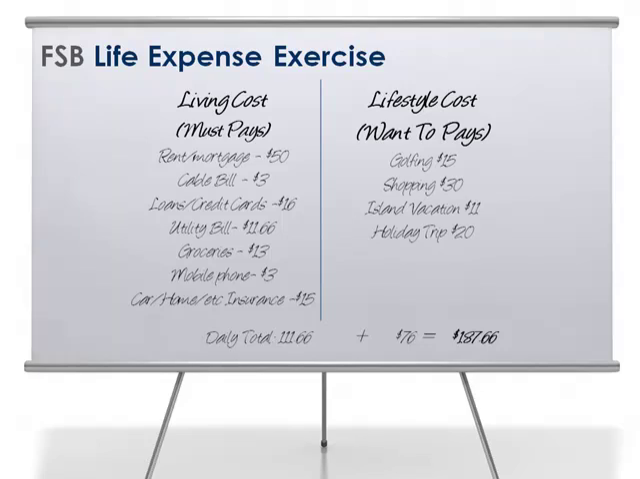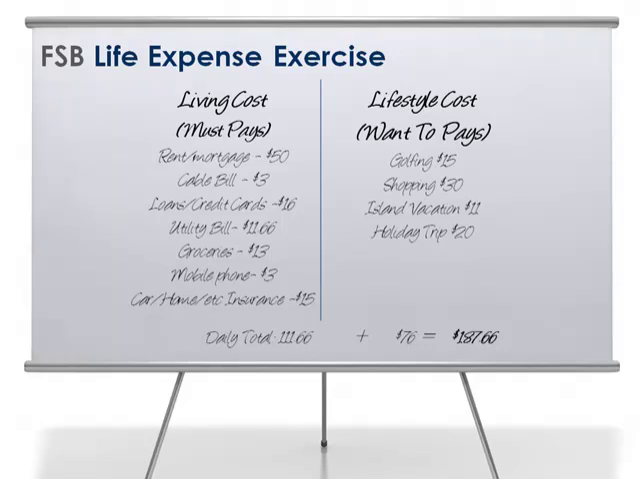Loans and various credit cards is about $16 a day. The utility bill about $11 a day. The groceries come out to about $13 a day. The iPhone or the mobile phone comes out to about $3 a day. And the car, home, and miscellaneous insurance is about $15 a day. So the daily total for the must pays is about $111 and 66 cents a day. Okay, those are the must pays.